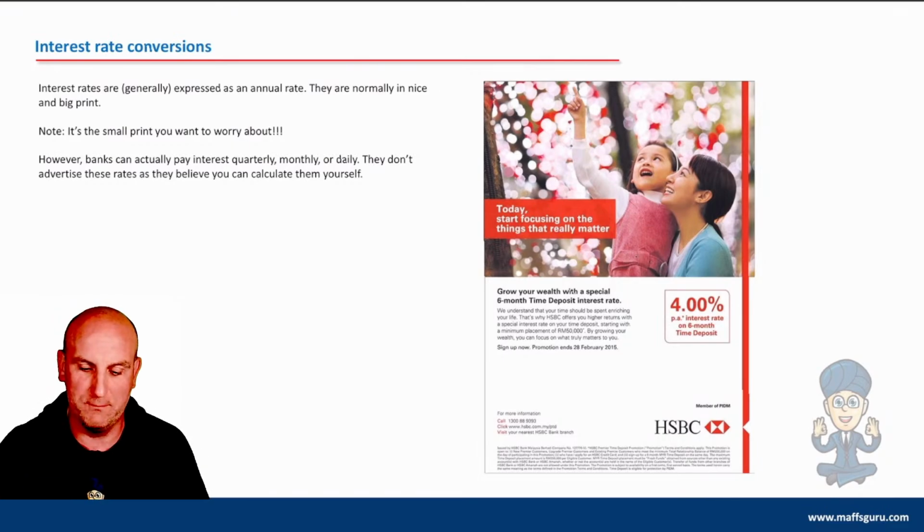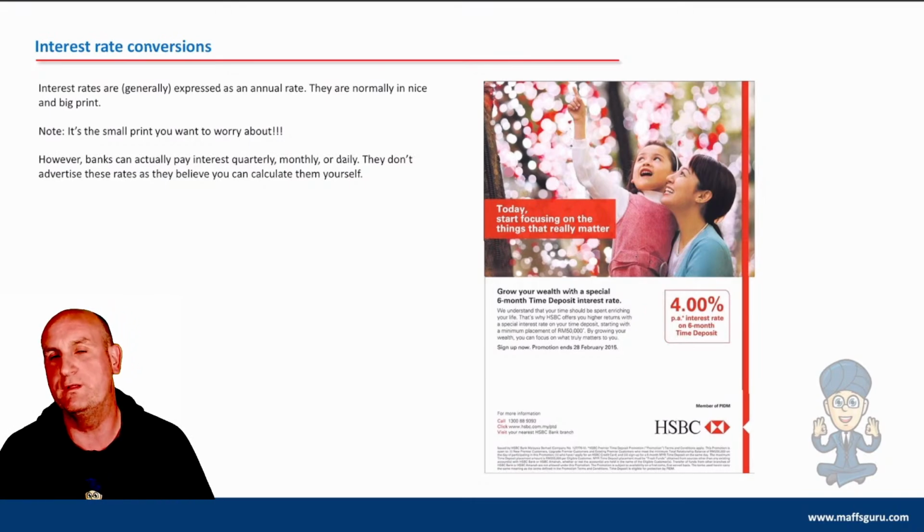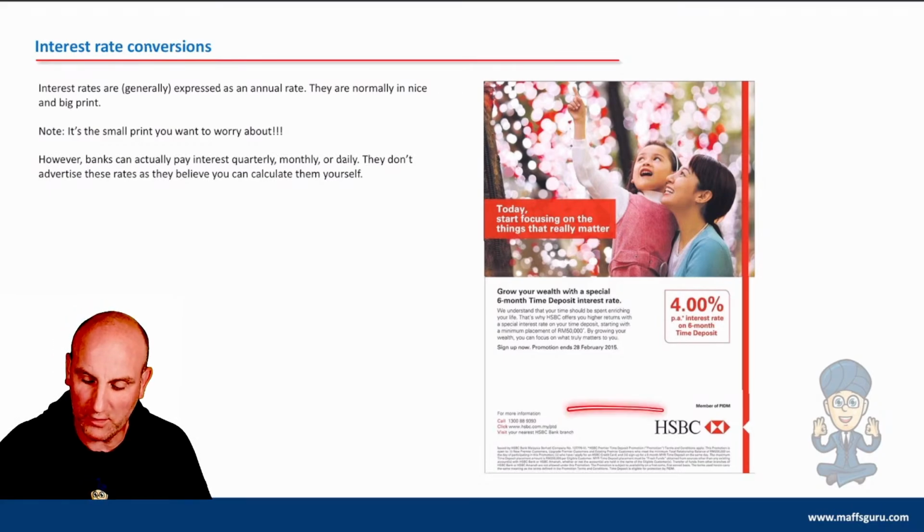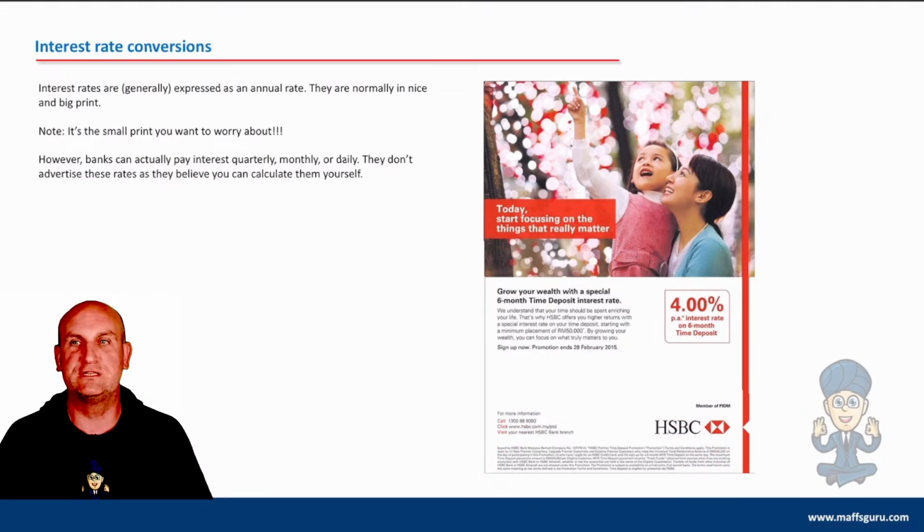So let's look at this beautiful little sign here. We've got a wonderful savings account that's going to pay 4% per annum. Really? Actually, no. Believe it or not, you actually get more than 4%. Huh? Well, why don't they advertise that? Well, sort of. They do, down in the small print.